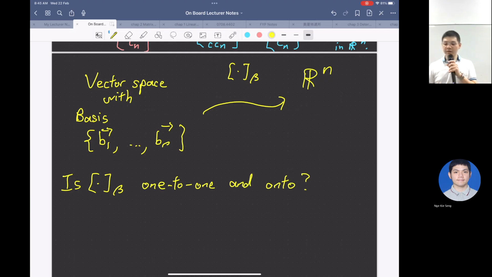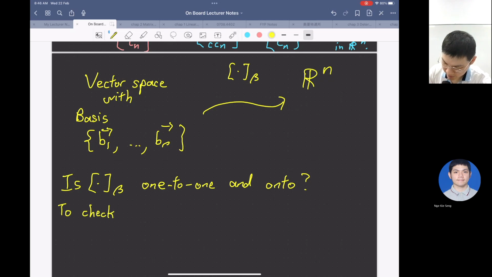Okay. So if it is 1 to 1, then whatever I do on the vector space is the same as what I do on the Rn. If it is onto, whatever I do on the Rn, I can put it back to the vector space. So if it's 1 to 1 and onto, it doesn't matter where I live. The two are similar in terms of vector space operation. A bit weird, is it? How about let's check whether it's 1 to 1 or onto.